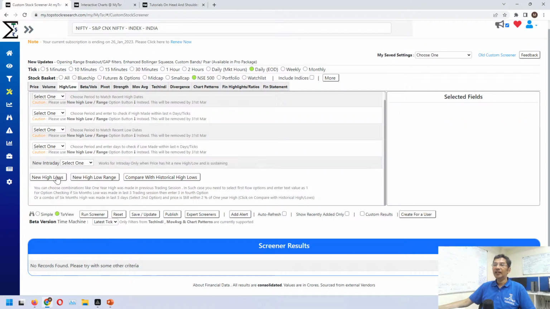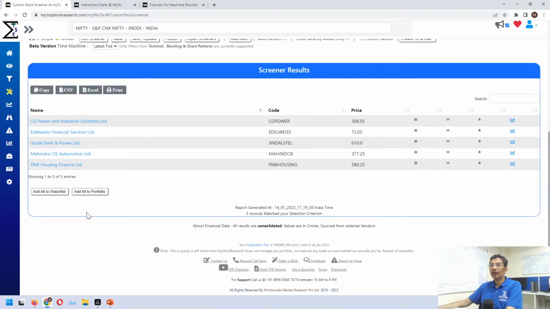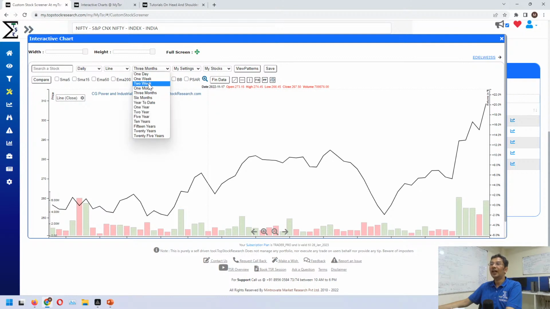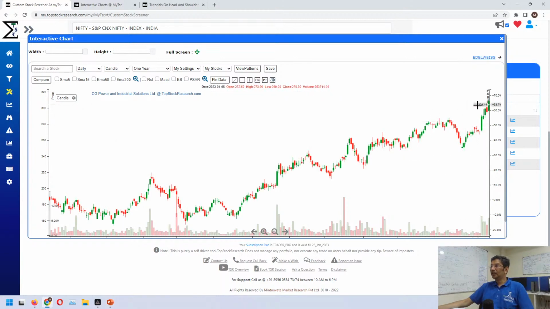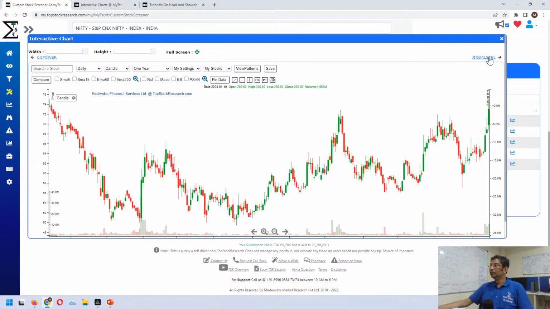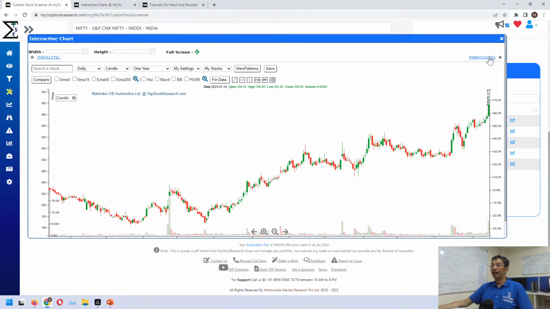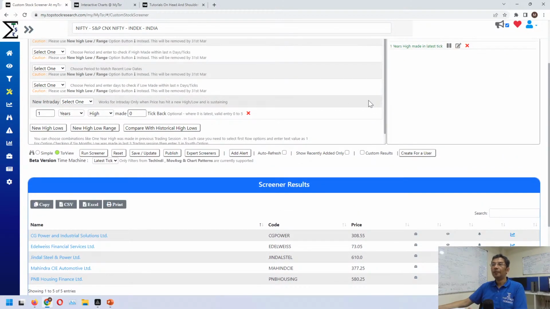Let's see if we can get something over here. 1 year high made in the zero tick, right? So these are the stocks which have made a new 1 year high. So when you look at the 1 year high chart, these stocks have made a new 1 year high, right? All these stocks have made a new 1 year high. So this is again a good pattern that you will be looking at.